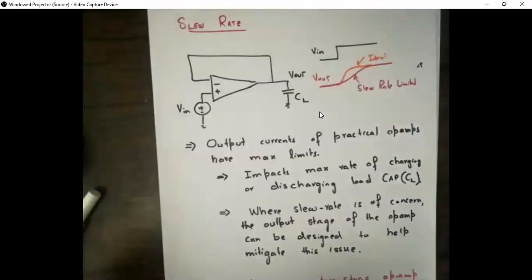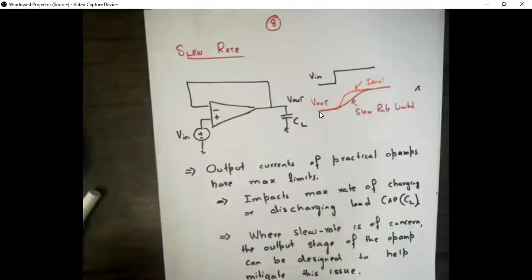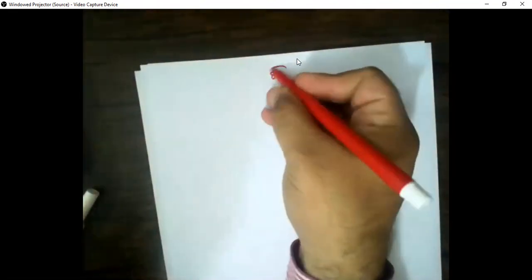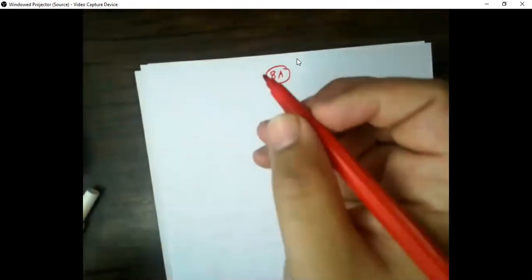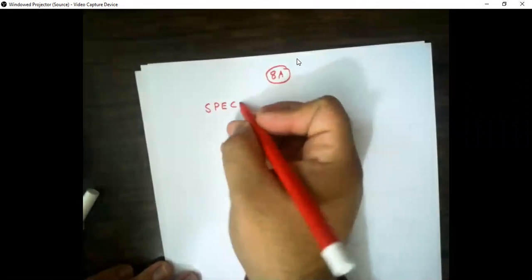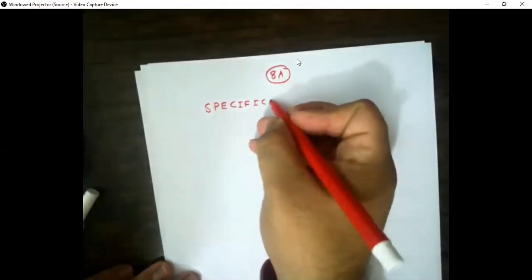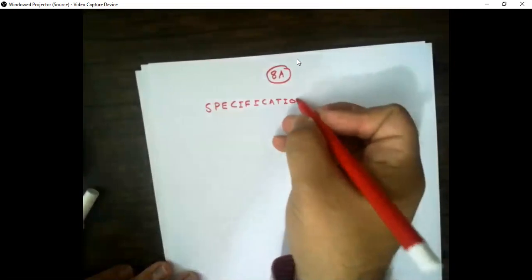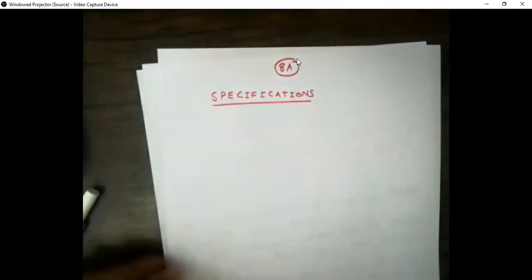Before going to the slew rate, let's put some specifications first, and then we are going to talk about the slew rate. So here are some of the specifications of the design which we want to do. Okay, so we have some specifications which we need to work on.